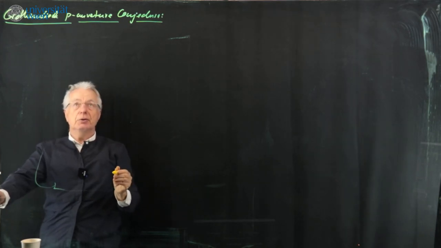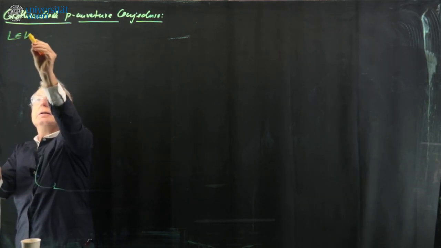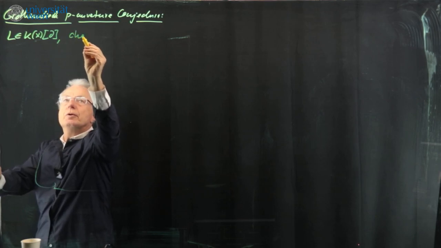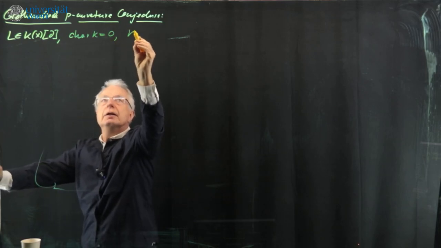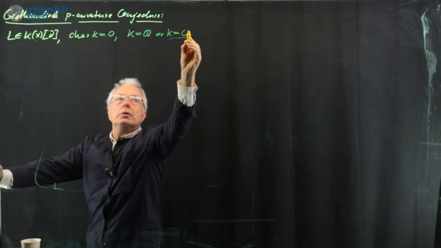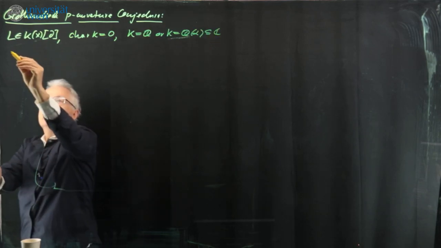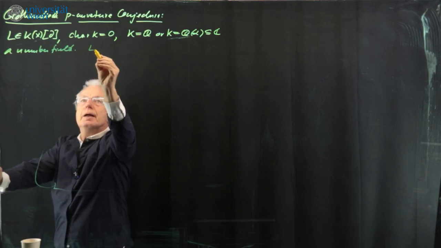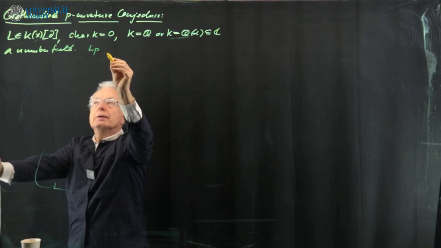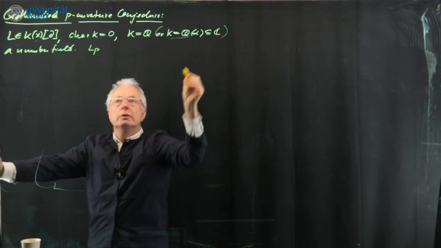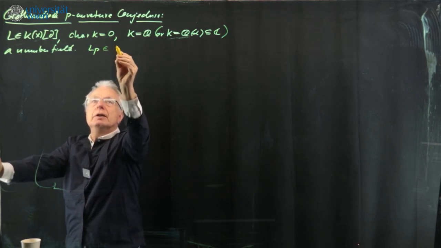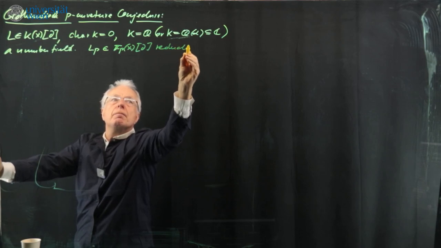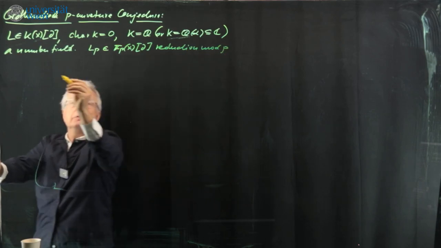I don't even have to speak about the p-curvature anymore. So L in K(x)[∂], characteristic 0, K equals Q or K equals Q(α) in C, a number field. Then L_p, let's assume that K equals Q to simplify my life, then L_p will be in F_p(x)[∂], the reduction mod p, whenever defined.